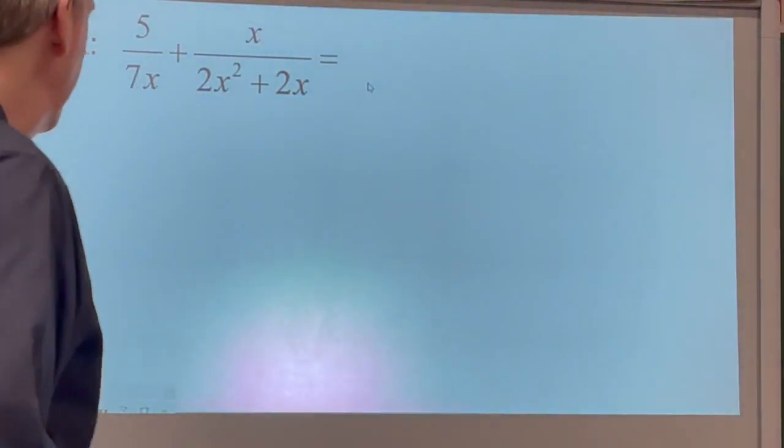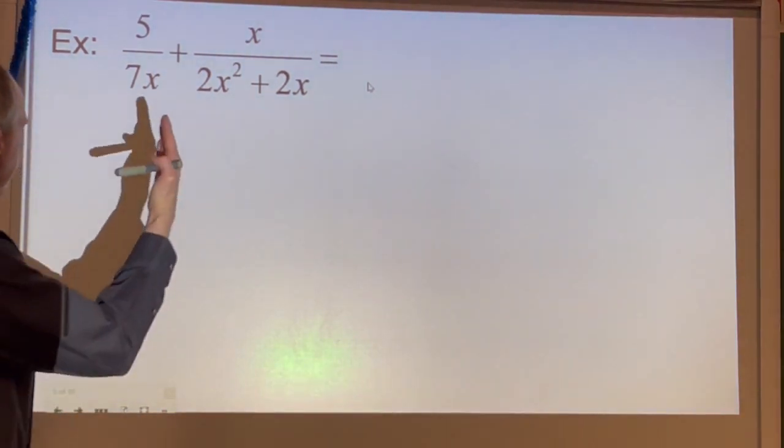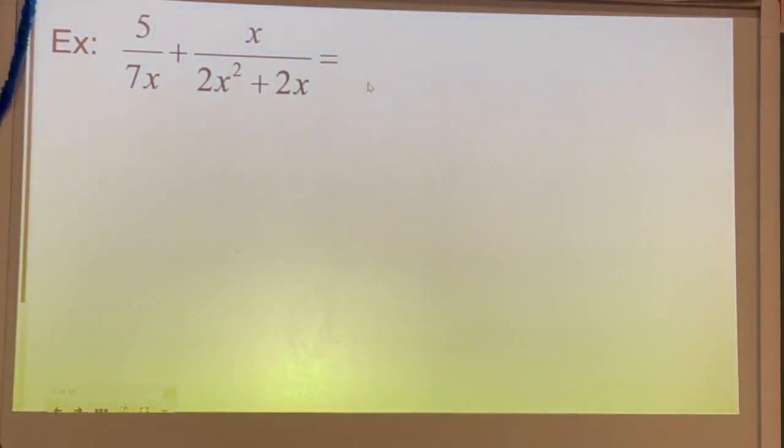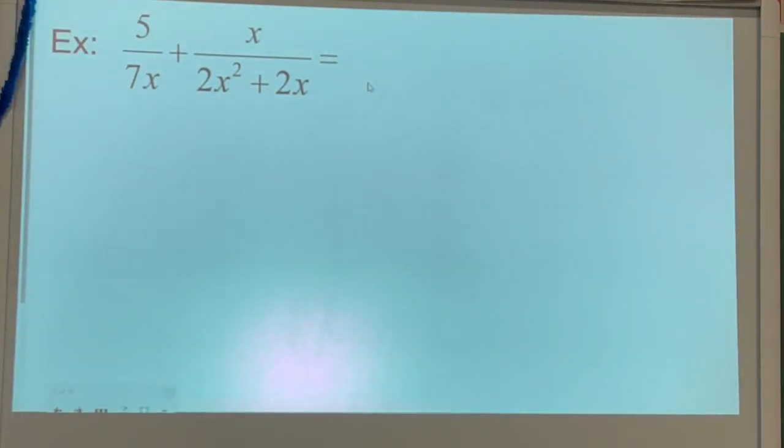Welcome back. The other thing we're looking at today is what do you do when you have different denominators? These are clearly not the same. So, what do you think we do?